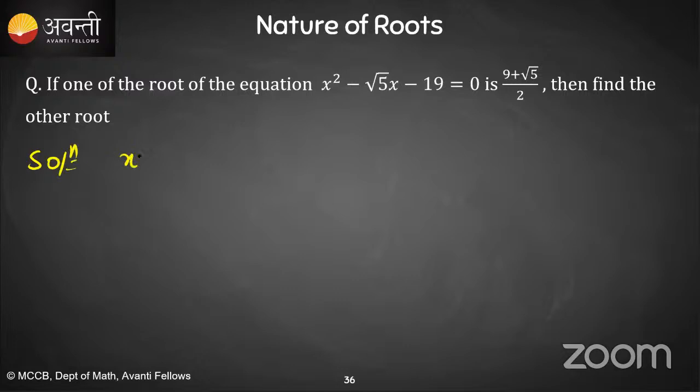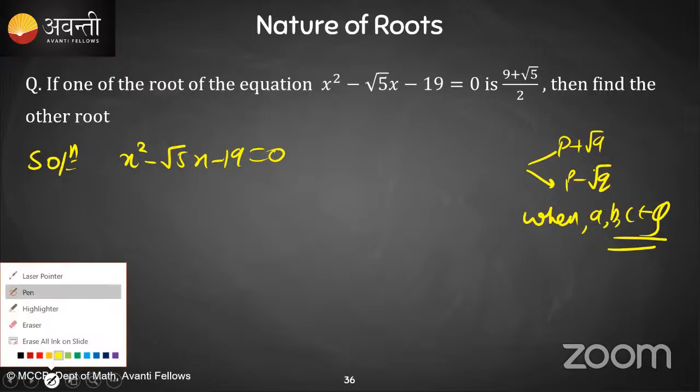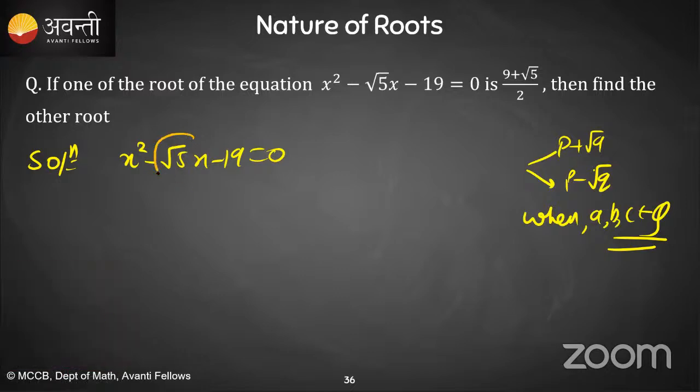Let's see. Look, x square minus root 5x plus 19 is equal to 0. Tell me one thing, I discussed this just now, a slide earlier I said that p plus root q and p minus root q occur when a, b, c are rational. Is this rational? Root 5 is written, see it is clearly written root 5, so this property will not apply here, right? Since root 5 is here, it is not necessary that the roots are p plus root q and p minus root q. I have said this, you can see it a slide back.